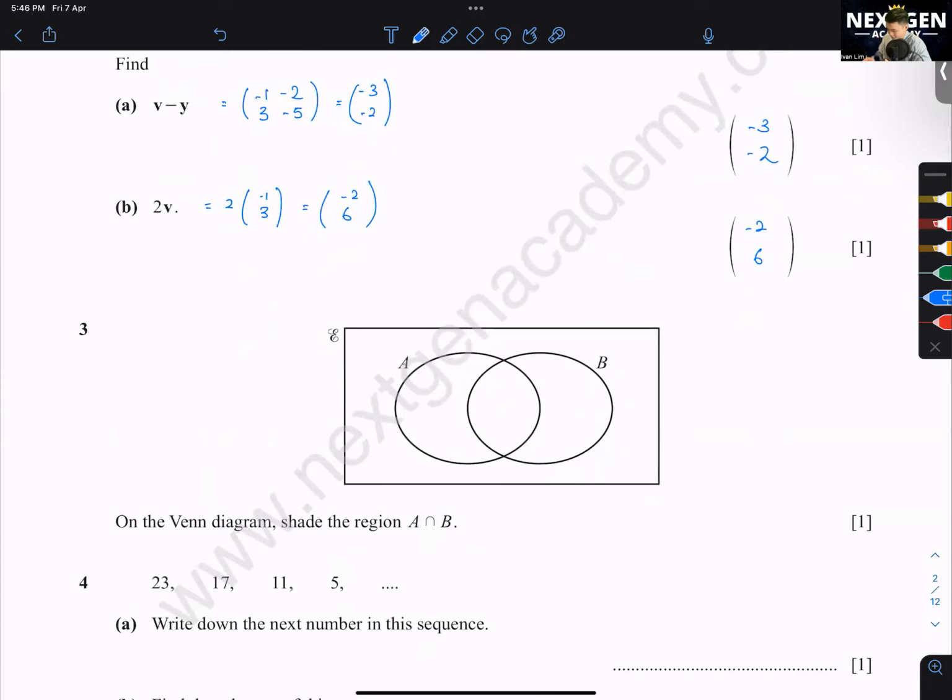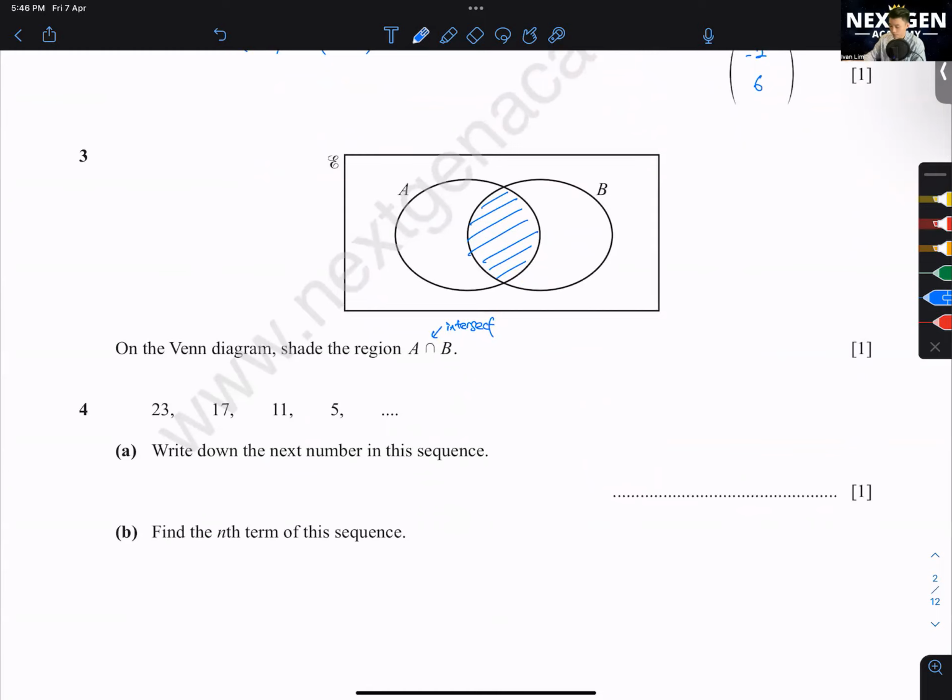Tell me which one you found hard. First one, question 3. Shade the region A intersect B. This is intersect, right? What's intersect? This part here, so you just need to shade it. Remember all kinds of drawing, shading, all the graph ones, please use pencil. Don't use pen to do it.